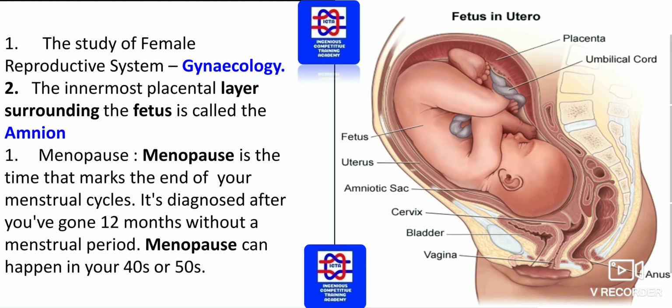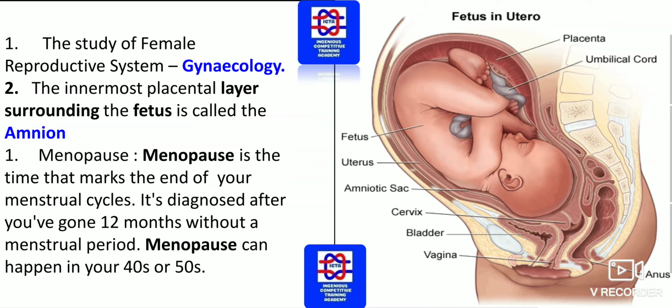And we should remember the parts of the fetus in utero, as you can see. The placenta, how exactly it looks, the umbilical cord, the fetus and uterus, and the amniotic sac, which is the sac surrounding the baby in the womb. And we have the cervix, bladder and vagina, which is the birth canal of the woman, that is the vagina.